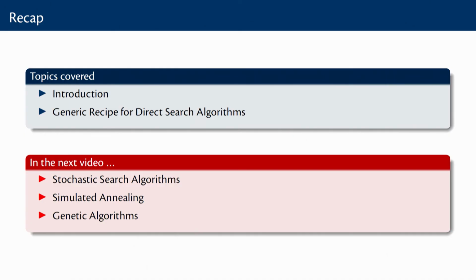In this lecture you had an introduction to the basic parameter estimation algorithms, and I also gave you the generic recipe for direct search algorithms, right. You want to have an initial x naught, and how you go about finding the next point, whether or not you reject it, and how you terminate the optimization. In the next video we will start looking at some important stochastic search algorithms such as simulated annealing and genetic algorithms.